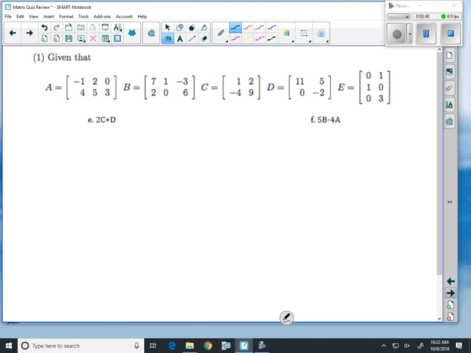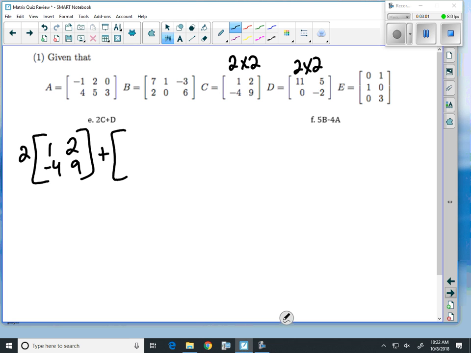Letter E, we have 2 times C. So that is scalar multiplication plus, so we're going to do a matrix addition as well. You want to make sure that C and D are the same size because you're going to end up adding those together. And they are a 2 by 2, so we can definitely add those. So first we're going to do 2 times C. And we're going to add it to D.